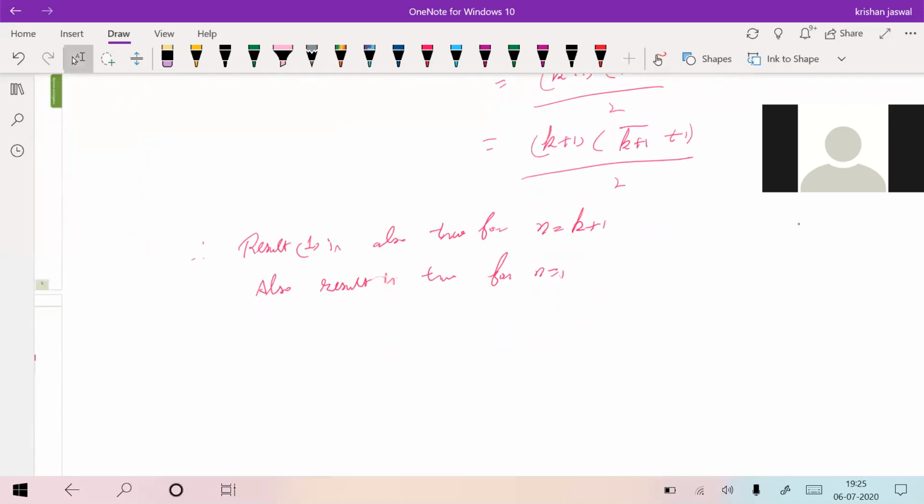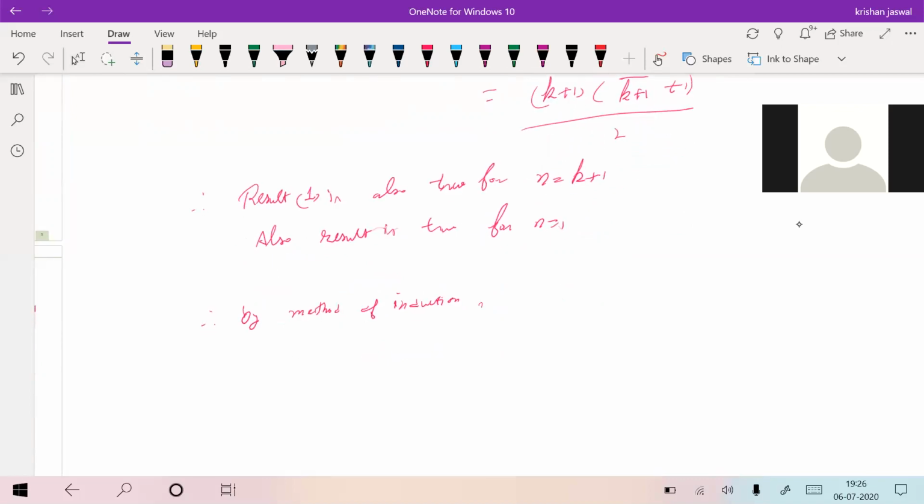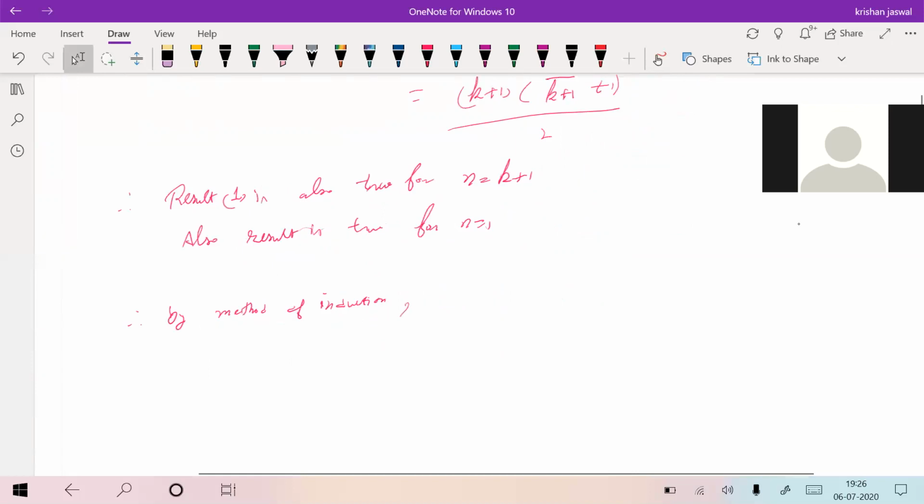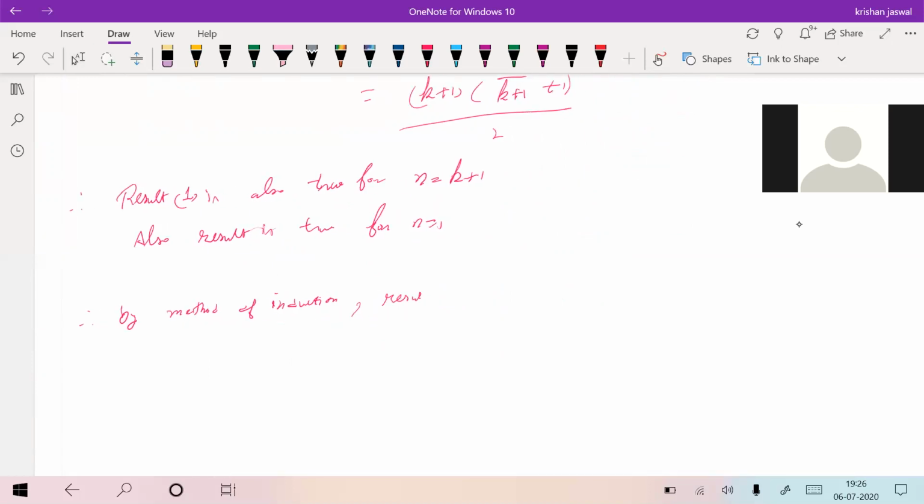Therefore, by the method of induction, result 1 is true for all n belonging to natural numbers. Okay, in all questions we will follow these 3 steps.